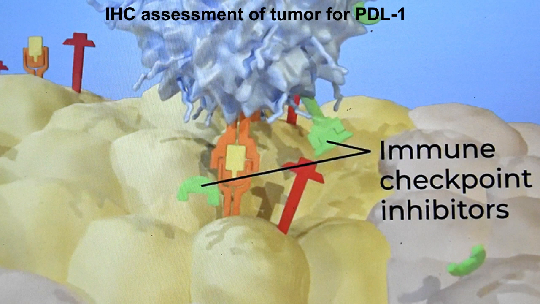Finally, immunohistochemistry is also used to detect expression of programmed death ligands such as PDL1 and PDL2 in ocular tumors and determine if they may respond to therapy with immune checkpoint inhibitors.